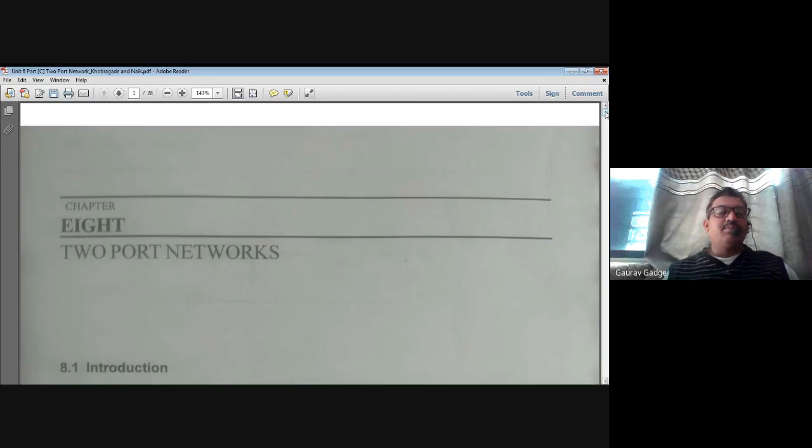Today I'm going to discuss the third part of unit number 6, that is two-port network. To explain this part, I am referring to a reference book, Kubra Gade and Nike. A very nice book which has given the complete details about this two-port network.